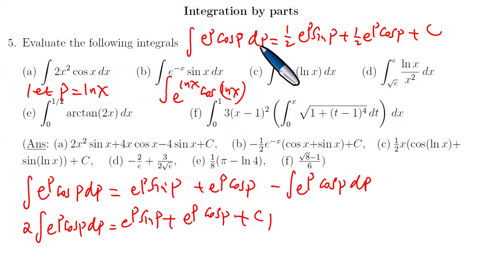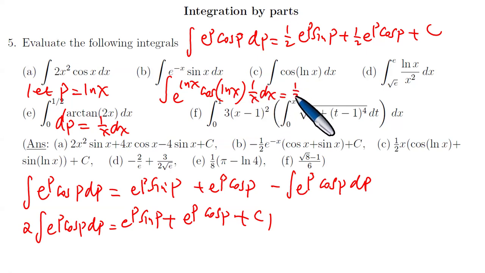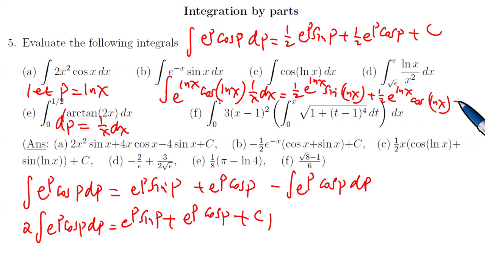dx. Okay, what is dp? What exactly is dp? Remember that when you said let p be that, our dp is 1 over x dx. So we get 1 half e to the power p, where p is ln x, the sine of ln x, plus 1 half e to the ln x, cosine of ln x plus c.